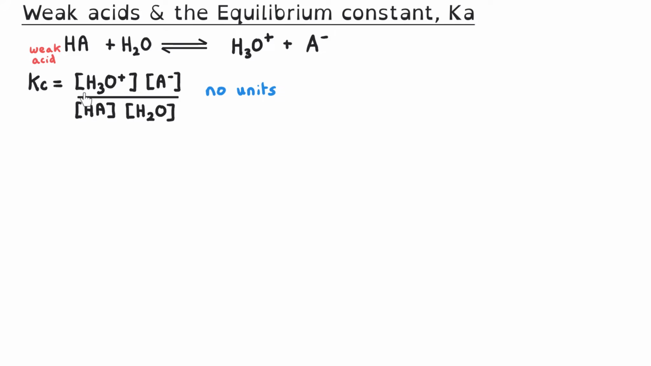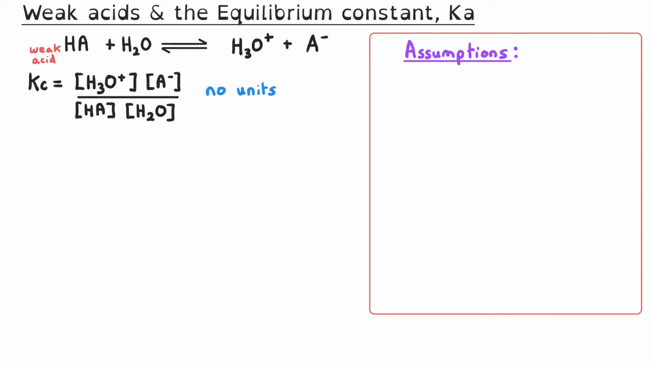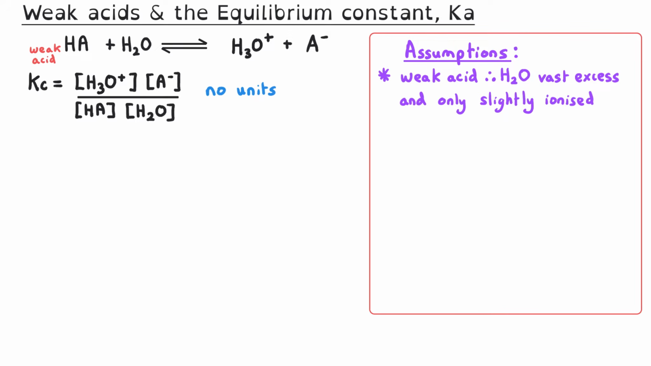We always have the product concentrations on the top and then multiplied together, and the reactant concentrations go on the bottom, again multiplied together. Now, to work towards the Ka expression, we need to recognize a number of assumptions. First of all, we're working with a weak acid. So this means that the water molecules are in a vast excess and they are only slightly ionized. And so that means that the water concentration will be approximately constant when compared with the water concentration before equilibrium was reached.